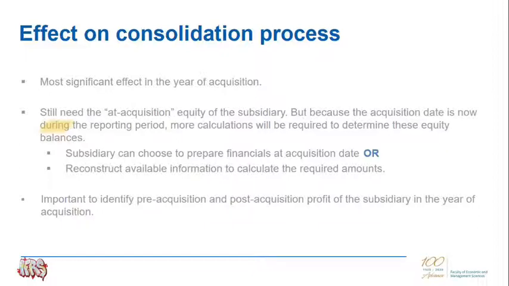So to solve this problem, you need more calculations. You can either get the subsidiary to prepare the financial statements at acquisition date, or what usually happens is you reconstruct the available information for the entire reporting period to calculate the required at acquisition date amounts. So an important step in this consolidation process is to identify the pre-acquisition and post-acquisition profit of the subsidiary in that year of acquisition.